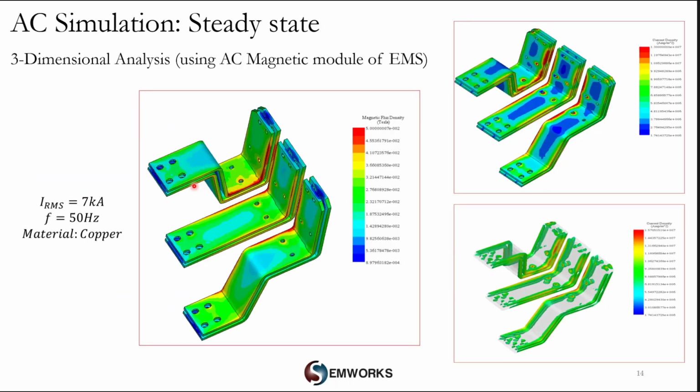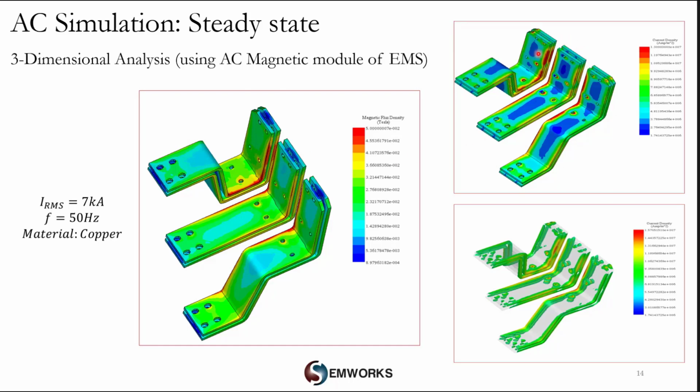Using the same model, we perform the steady state analysis with the AC magnetic module of EMS. The proximity effect is now clearer from these figures. An isoplot can be used to identify regions with some specific values, like what is shown in the bottom right graph. As we can see in this figure, the red zones represent the proximity effects.